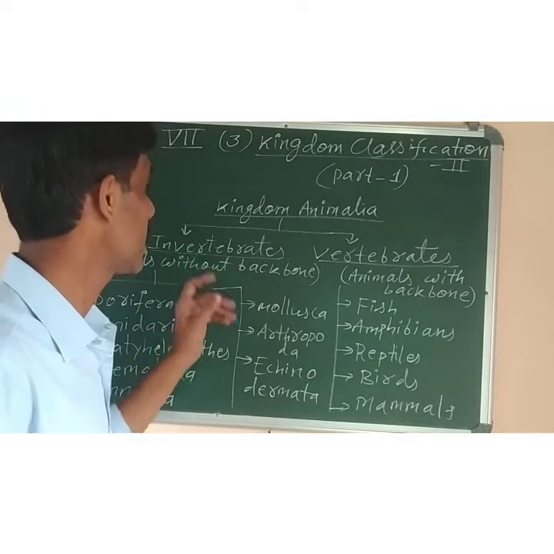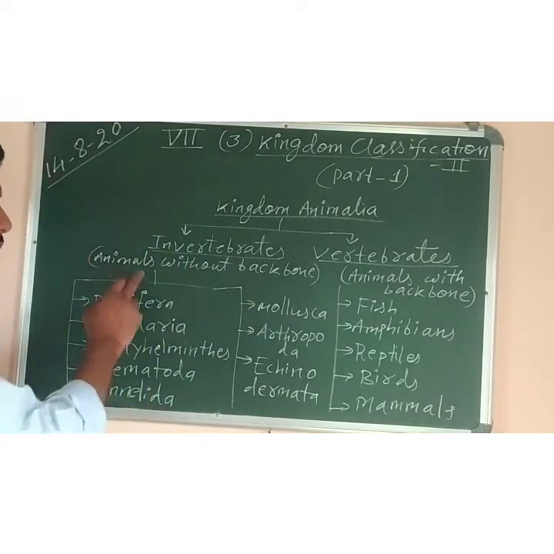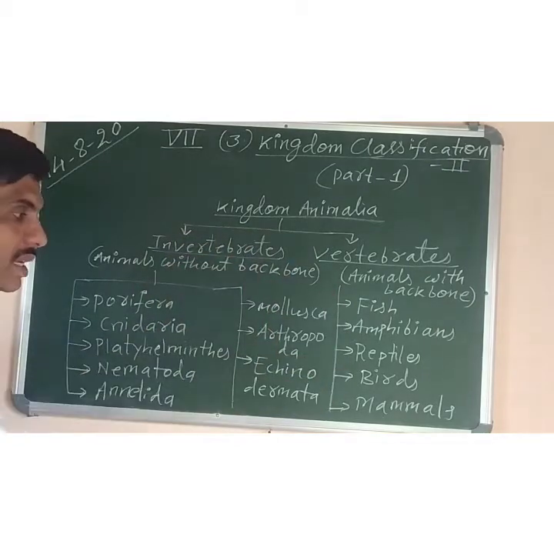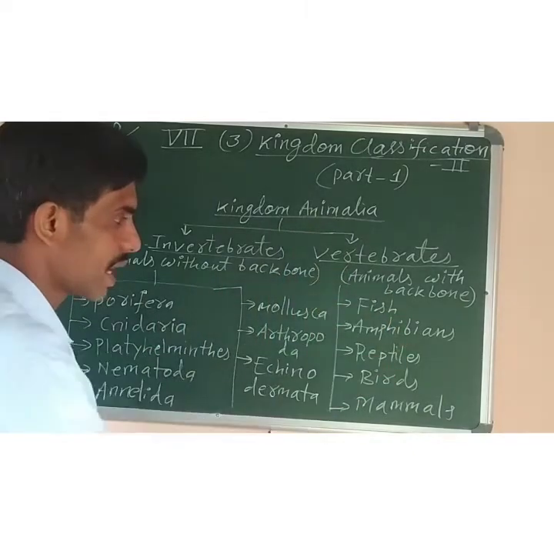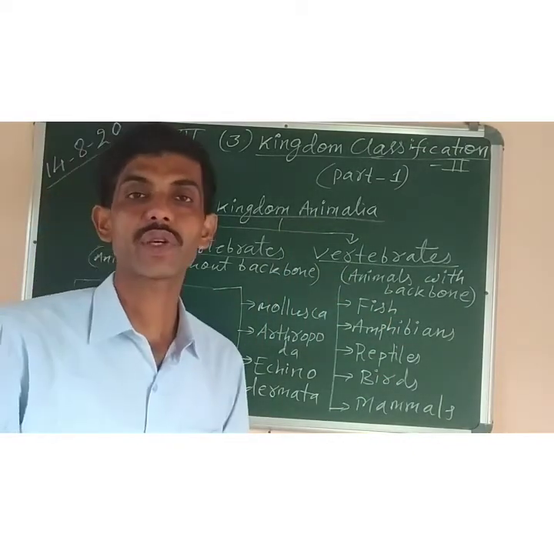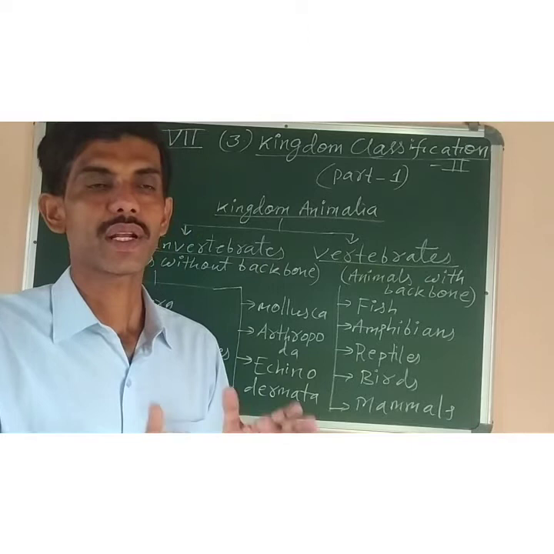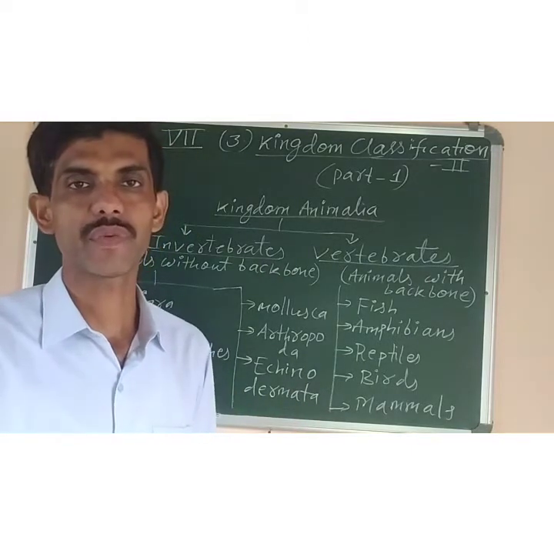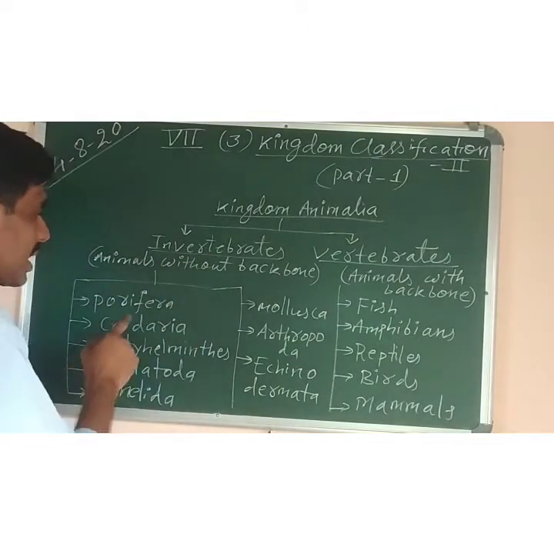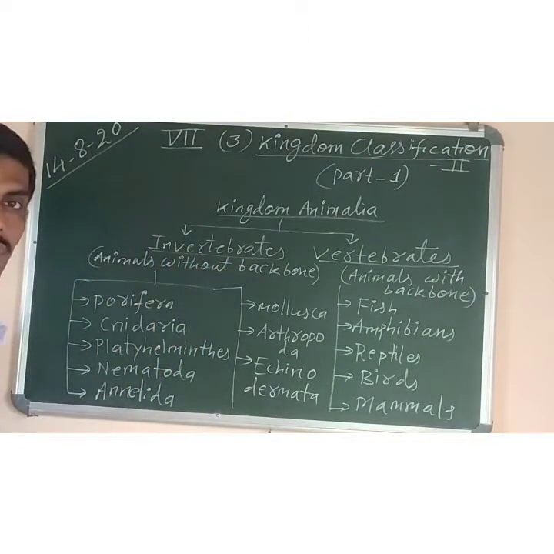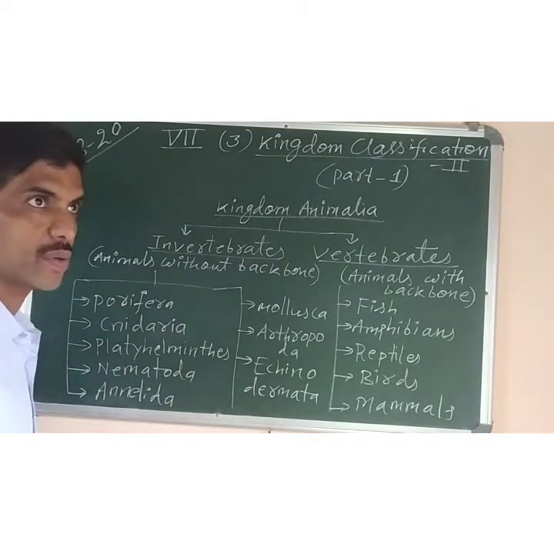Like the first one, that is invertebrates, the animals without backbone. As you can see in this classification of Kingdom Animalia, you have to draw this one in your copy also. So what is this chart of? This is the classification of animals, meaning how we classify or group animals into different categories. The first one is invertebrates. Animals without backbone are further classified into different groups.